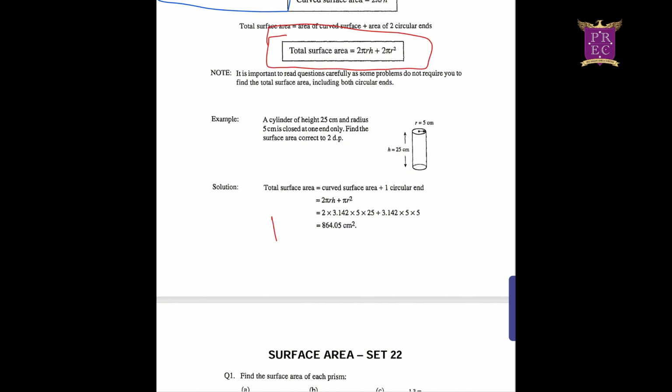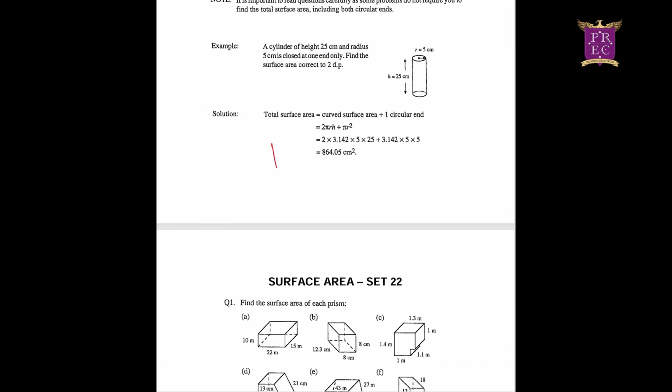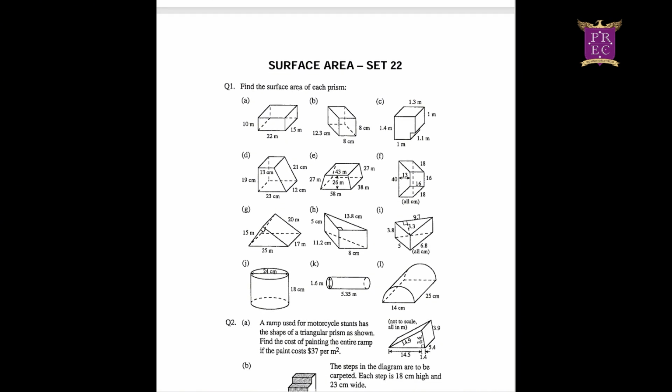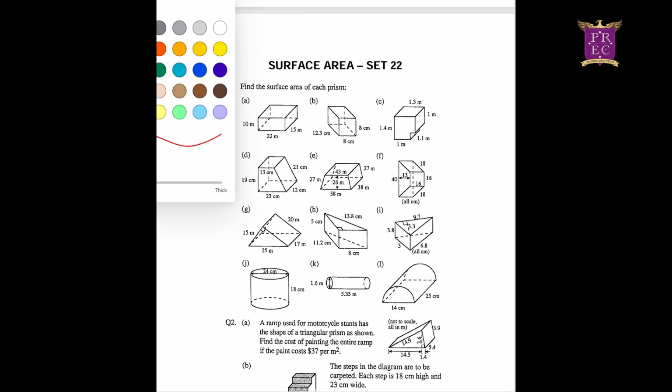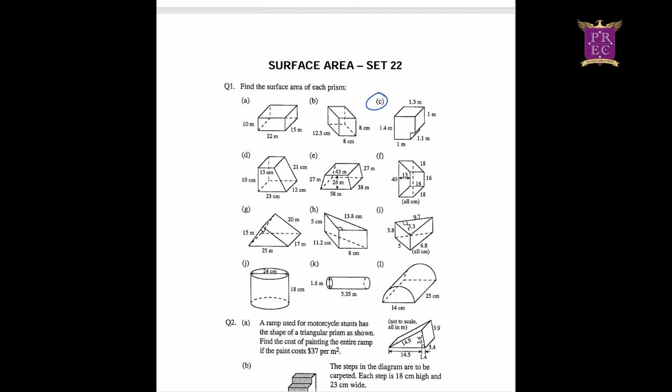Okay, let's have a look at the questions now. Surface area set 22. Let's do question 1C first. Let's start with that one. Okay, blue 1C. We'll do 1D, 1I, and 1J. Okay. All right.